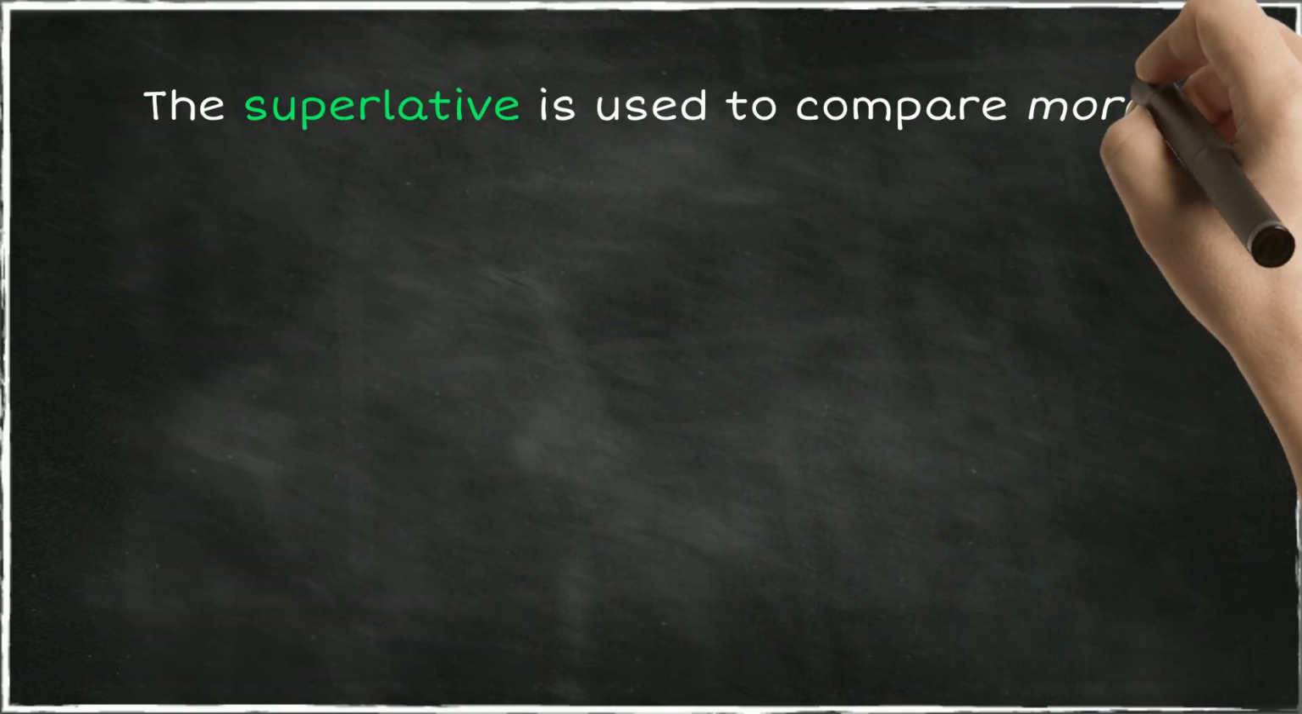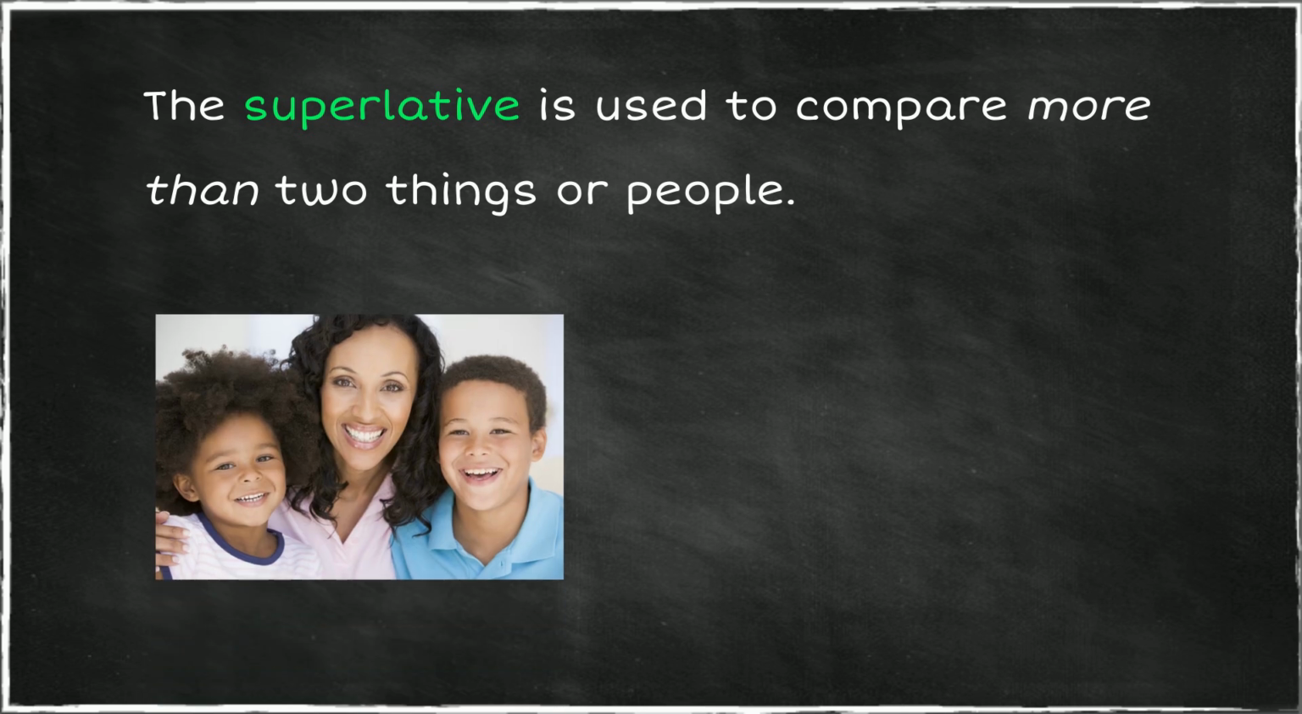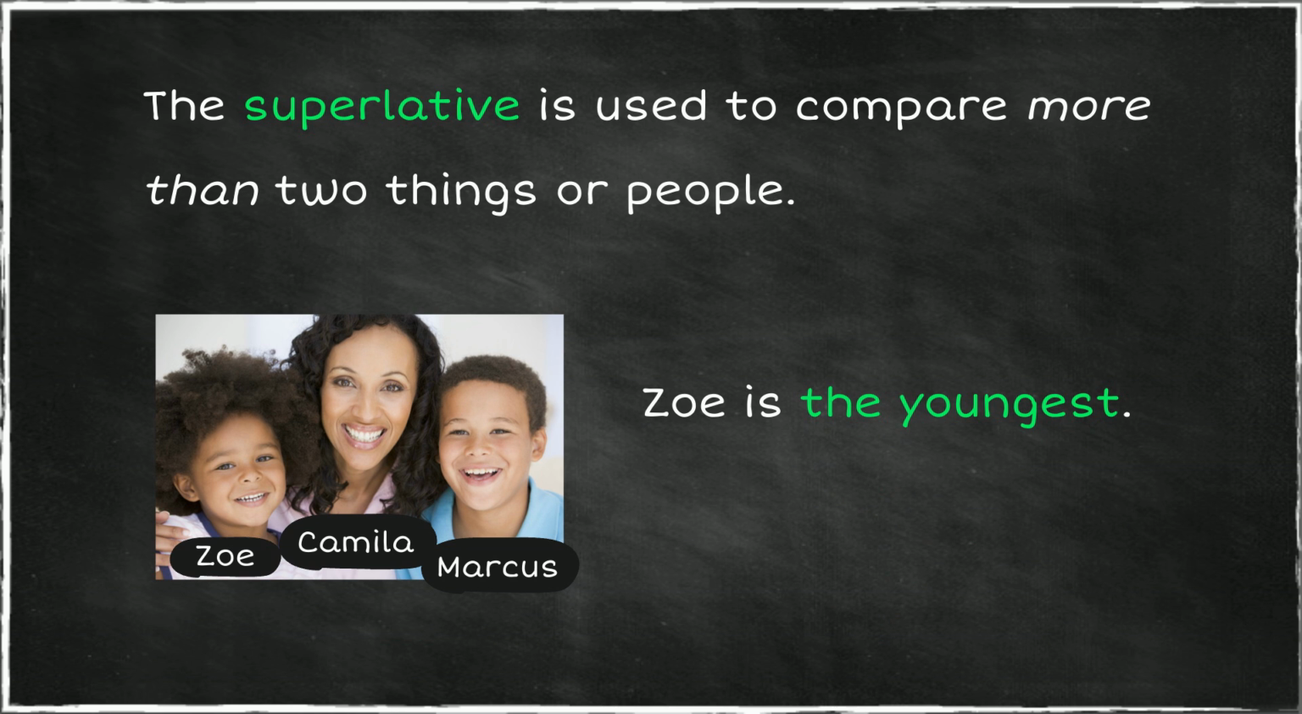The superlative is used to compare more than two things or people. For example, this is Camila, Marcus, and Zoe. Zoe is the youngest. Camila is the oldest.